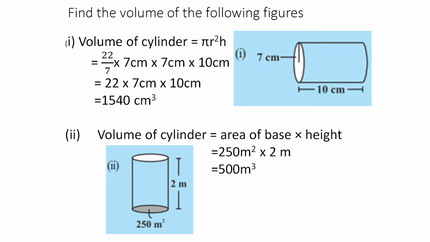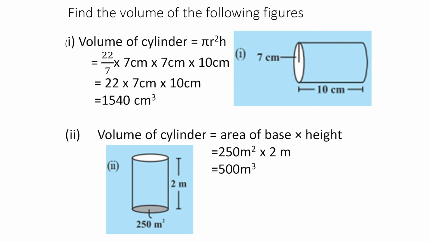Let us see one problem. Find the volume of the following figures. We have first figure where radius is given as 7 and height of the cylinder is given as 10 centimeter. Therefore, volume of cylinder is equal to pi r square h, where value of pi is 22 by 7, radius is given as 7 centimeter and height is given as 10 centimeter. So, after doing the required calculations, I get the final answer as 1540 centimeter cube. That is the volume of cylinder 1.